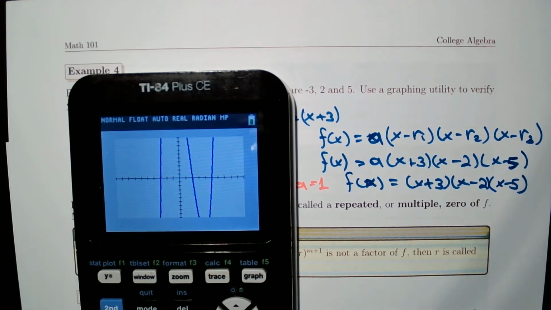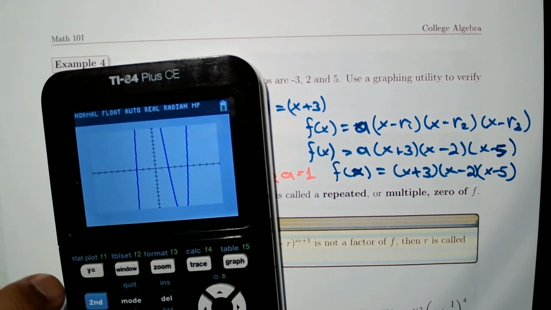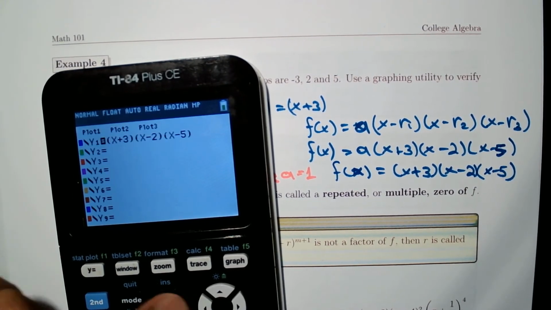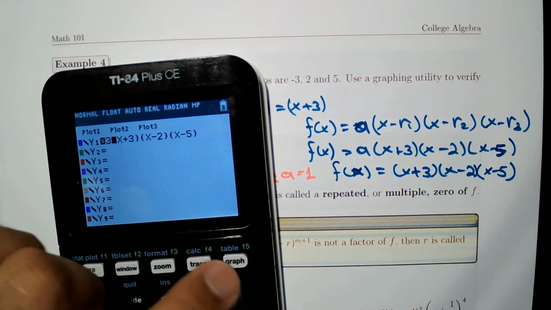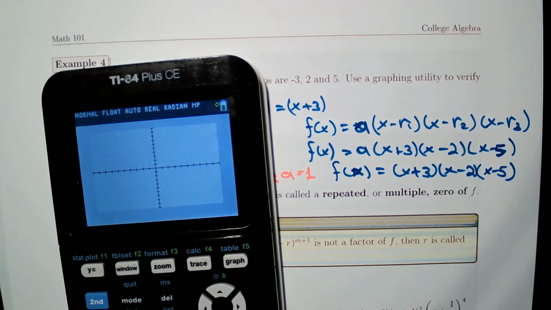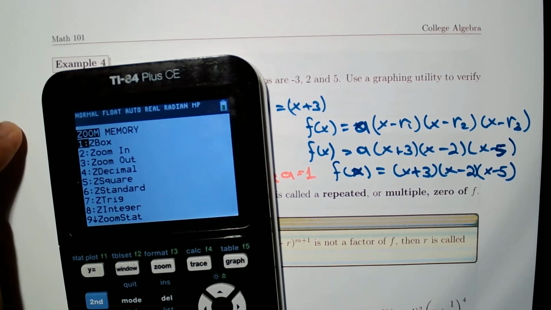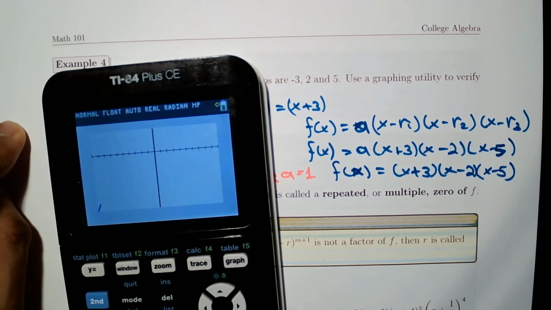from the graph. Now let's add a constant other than 1 and see if that has any effect. I'm going to do 2, for example. Actually 3. Let's make it bigger. So what is this going to do? Let's click graph. The only thing this is going to do is vertically stretch, right? So let me actually zoom fit so we can see the entire thing.